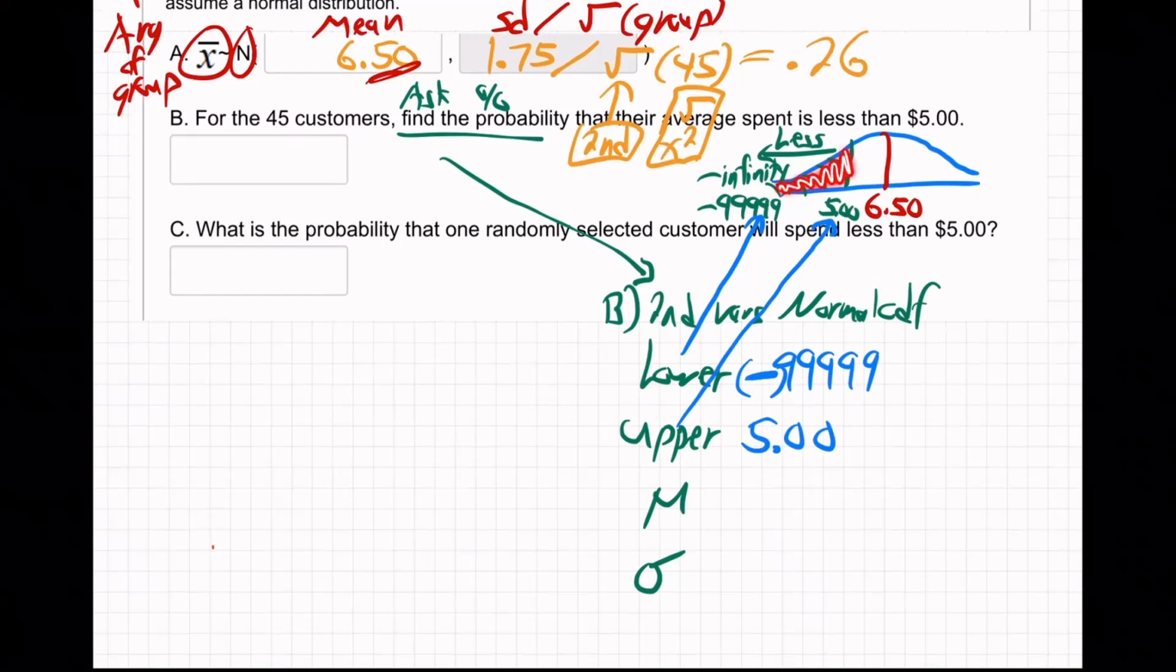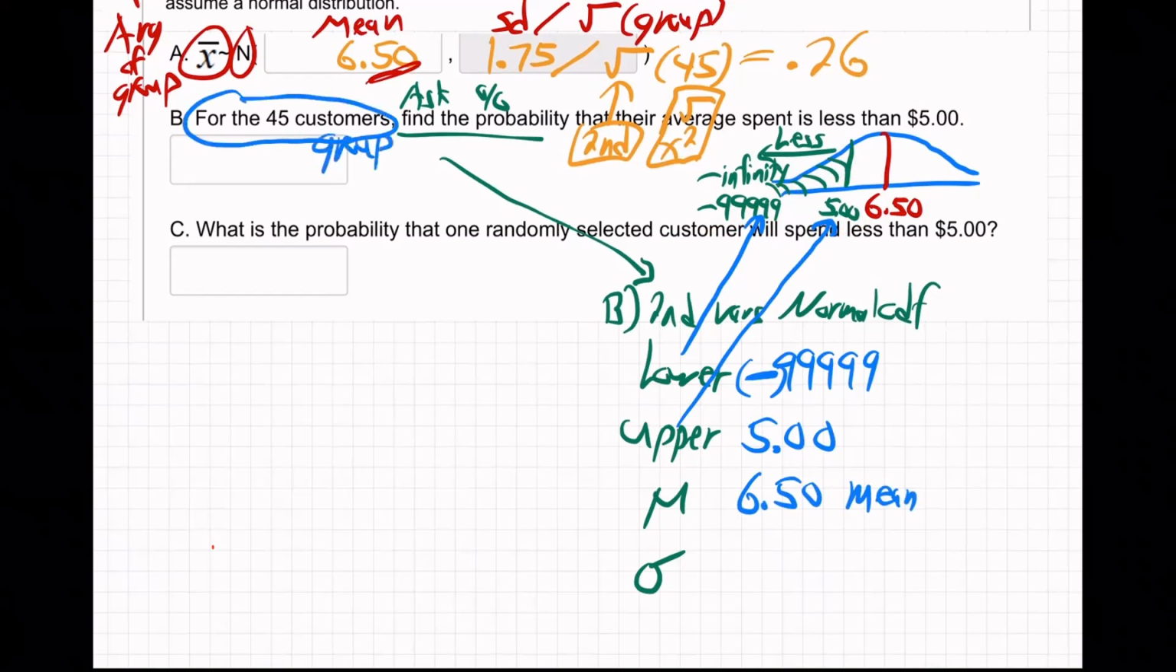So this piece of shading here, the left side is negative infinity, negative 5 nines. The right side of it is $5. The mu, the middle, is the 6.50. That's the average. That's the mean, as you know. And then what do I do for the standard deviation? Well, are we talking about a group here? Yes, it's for the 45 customers. That's a group.